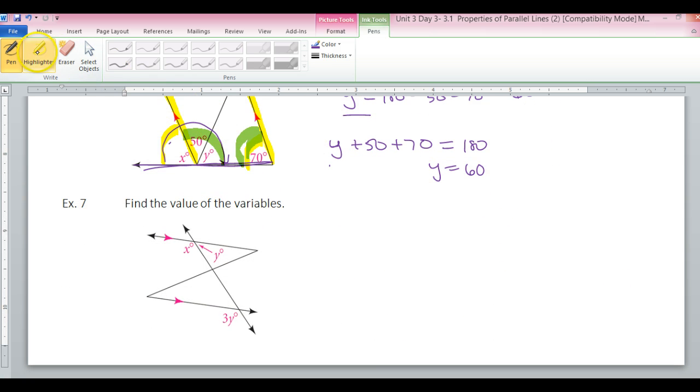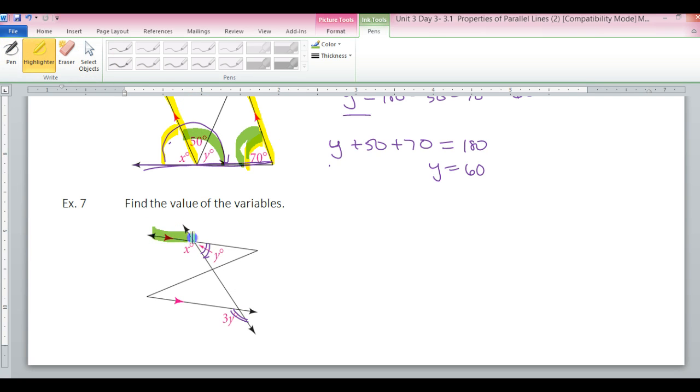Then this last one. This one's a little more challenging. If you look, you can't add X and Y up to 180 because you'd have an equation with two different variables. So how do we approach it? Well, we see two angles that have Y in it. And if I look at those right now, they have no relationship that we talked about. They're on opposite sides of the transversal, right?